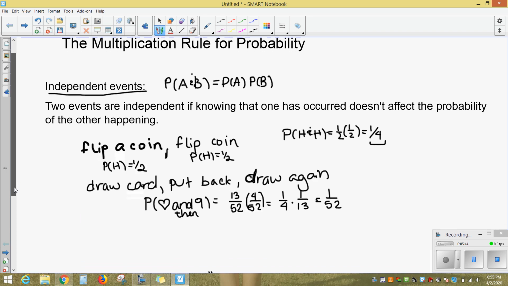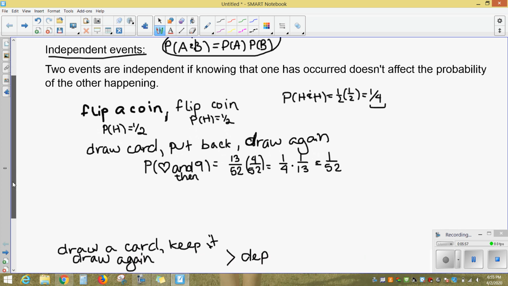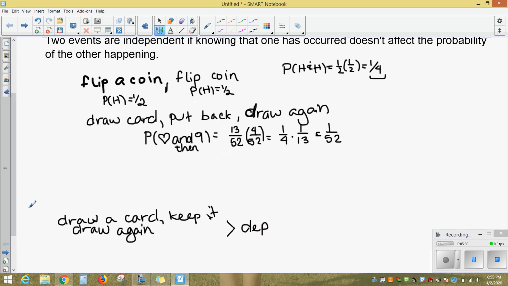If my events are independent, then the probability that both of these two things happen is the product of their probabilities. If we have a dependent situation, however, then we're going to have to talk about conditional probability.